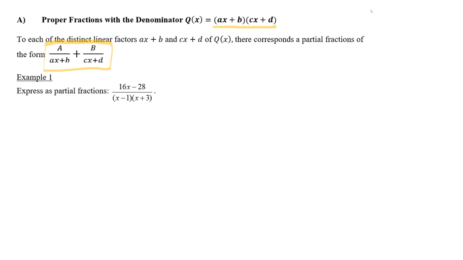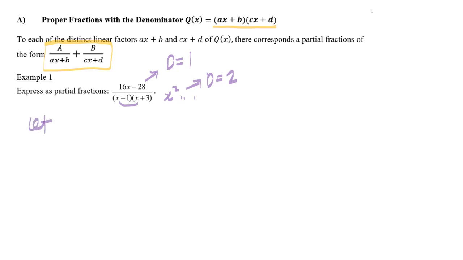So let's look at example 1. This is a proper fraction. Let's check to verify it's a proper fraction. The degree of your numerator is 1. And if you look at the denominator, x times x will give you x squared, and sum up the terms. So the degree is 2. Hence this is a proper fraction. So what is the first step?